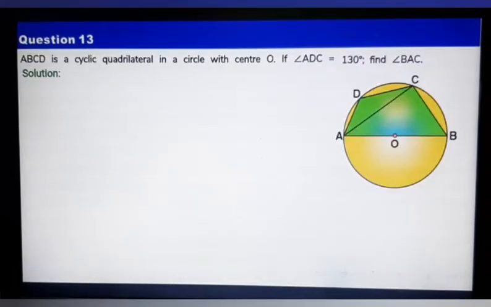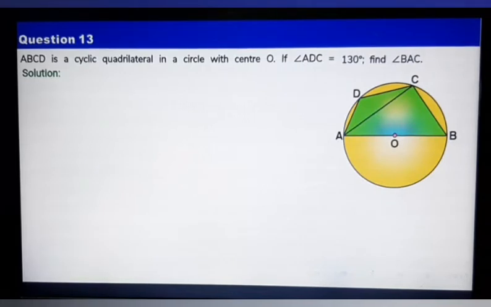So in question number 13, ABCD is a cyclic quadrilateral. So A, B, C and D, all these vertices lie on the circumference, so that's why this is a cyclic quadrilateral, and O is the center. One more thing is given, that is ADC. So ADC means this angle is given to be 130 degrees. We need to calculate BAC, that is this angle has to be calculated.